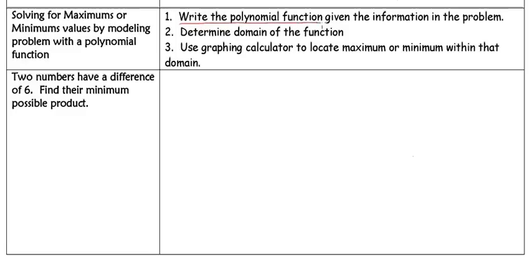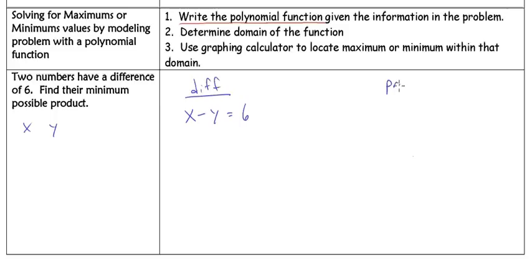So write the polynomial function given the information of the problem. So here's our example problem, and it says two numbers have a difference of 6. So we've got difference, and what are our two numbers? Let's call them just x and y out of convention. So difference is subtraction, so x minus y, and it says that they have a difference of 6. So x minus y equals 6 here.